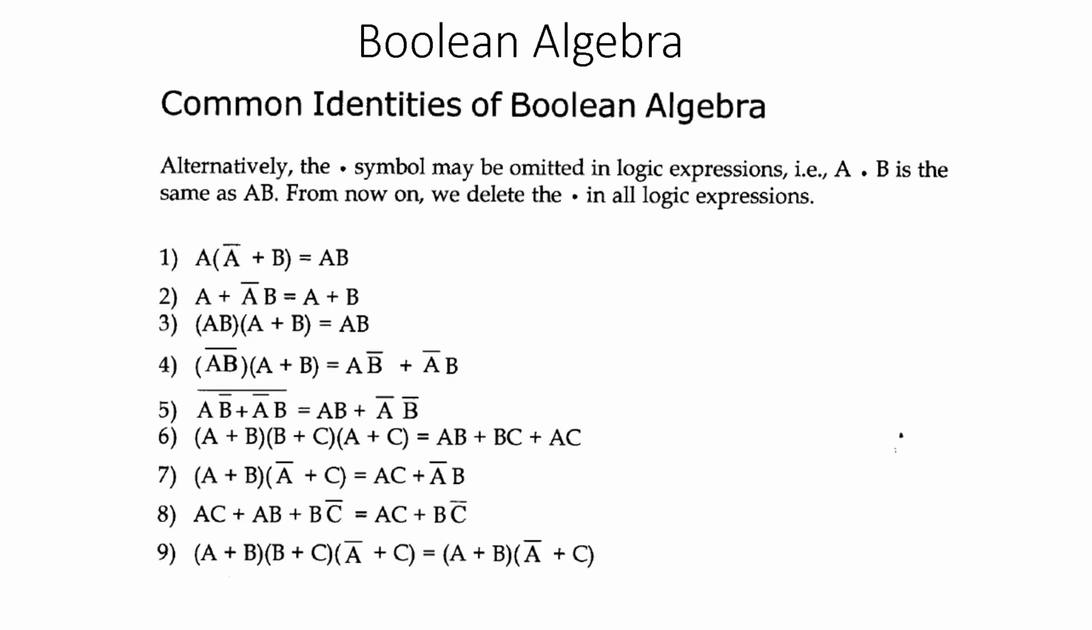Here are also some common identities of Boolean algebra. We have to take note that the dot symbol may be omitted in some logic expressions. Most of this omission would mean an AND logic. So these are different identities. When you encounter these types of expressions, terms or equations, then they are proven to be identities and they are proven to be true in Boolean algebra.